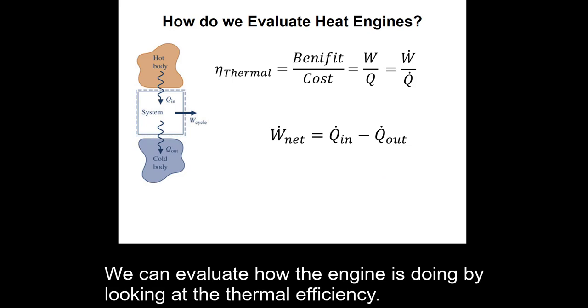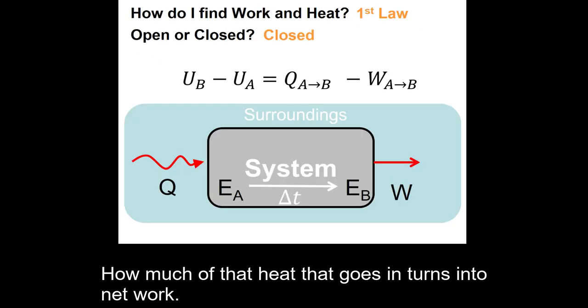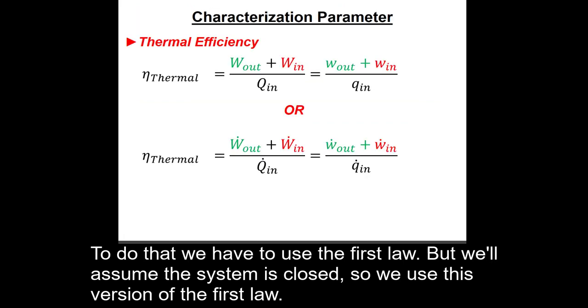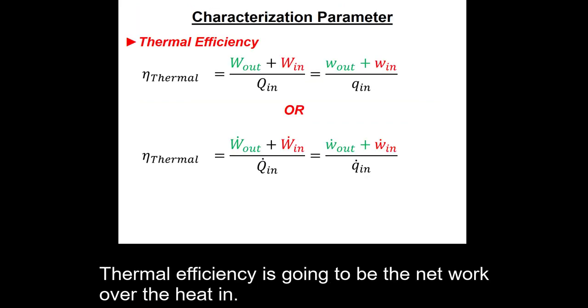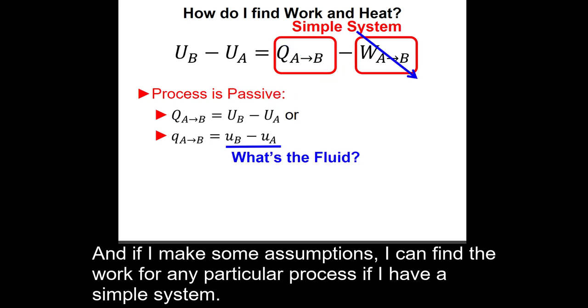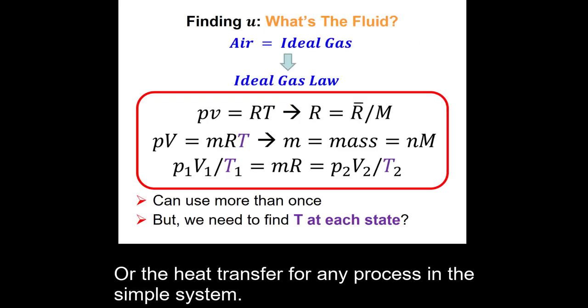We can evaluate how the engine is doing by looking at the thermal efficiency, how much of that heat that goes in turns into net work. To do that, we have to use the first law, but we'll assume the system is closed, so we use this version of the first law. The thermal efficiency is going to be the net work over the heat in, and if I make some assumptions, I can find the work for any particular process if I have a simple system, or the heat transfer for any process in a simple system.